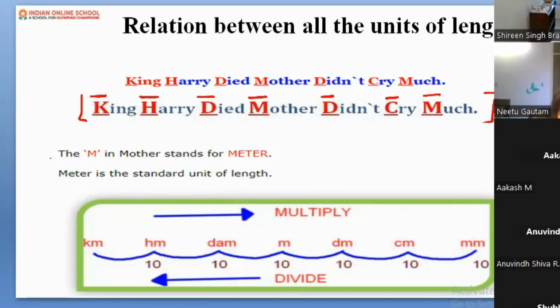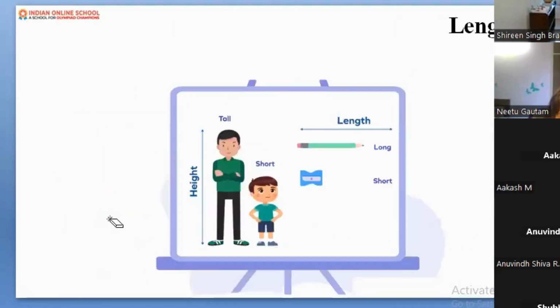So what is that line that we can learn? King Harry died, mother didn't cry much. What we are deriving from here is kilometer, hectometer, decameter, meter, decimeter, centimeter, millimeter.